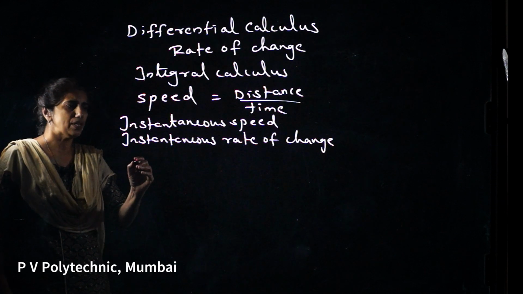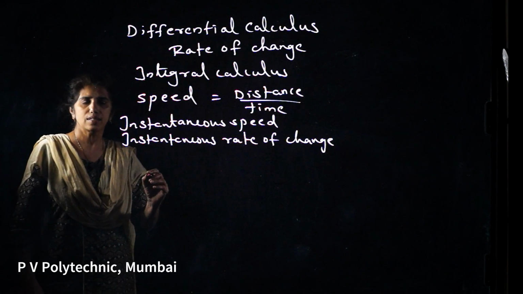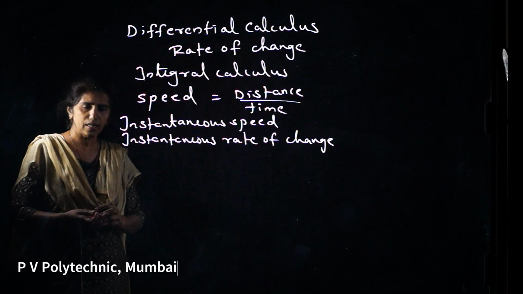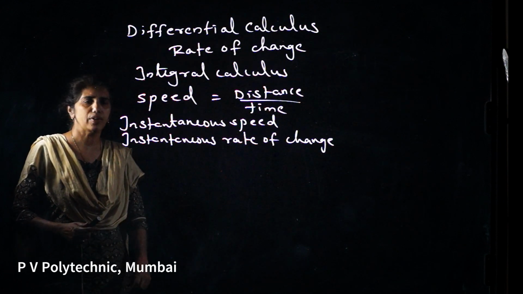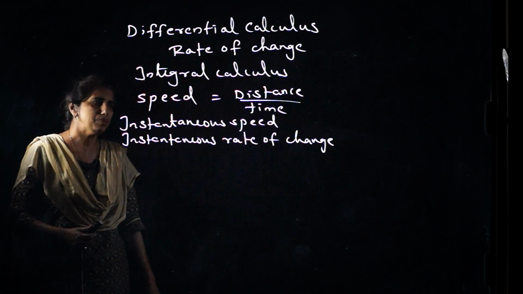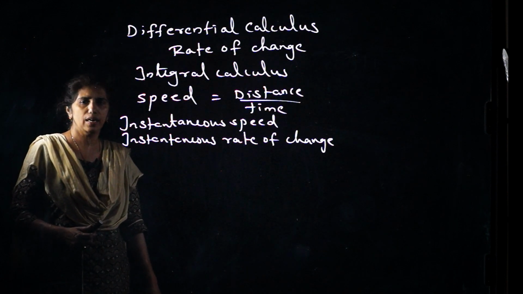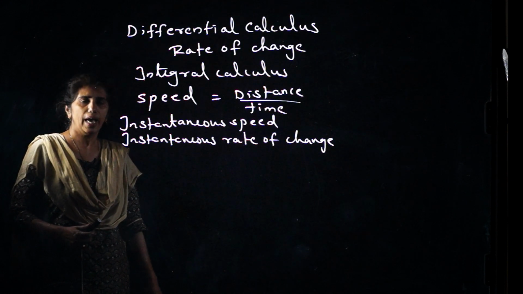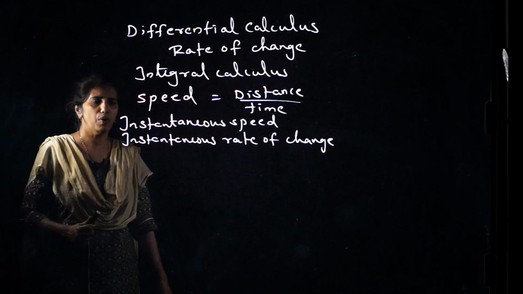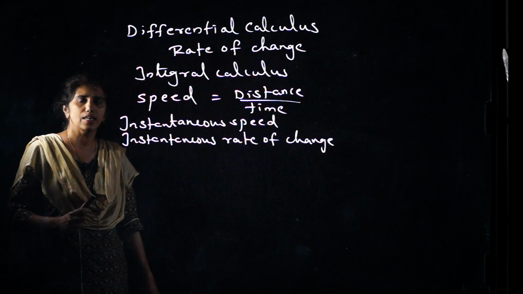Instantaneous rate of change means a rate of change at a particular instant. Say, for example, suppose someone is traveling from here to Nasik. You can find the speed of the vehicle. You just have to calculate the total distance traveled by the person divided by the time taken. That will give you the average speed. But suppose the vehicle meets with an accident and they want to find the speed of the vehicle at the time of the accident. That is called instantaneous speed.